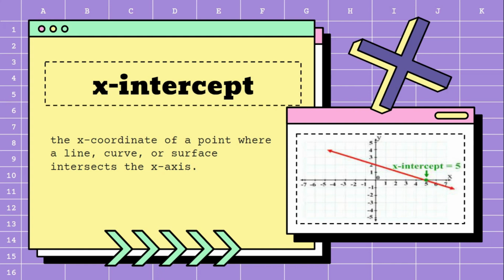The first vocabulary word that we must learn and understand is x-intercept. The x-coordinate of a point is where a line, curve, or surface intersects the x-axis. Let's remember from when we first started to use the coordinate system, the x-axis is the horizontal line on this coordinate plane.